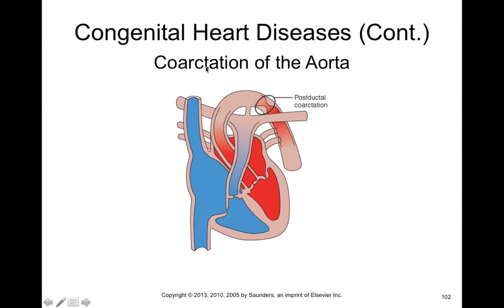This differs from coarctation of the aorta, where you have a narrowing of the aorta, or stenosis. This also limits blood flow downstream through the systemic circuit, and also puts excess stress on the left side of the heart to overcome this stenosis, or narrowing of the aorta.